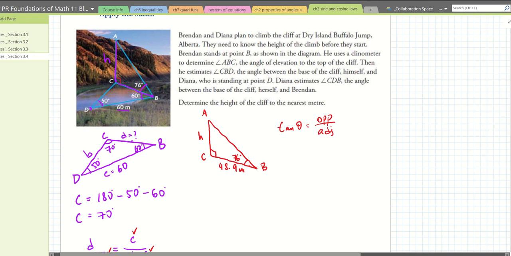All right. Now we're interested in the actual value of the opposite, which is the height. So let's plug in the values of what we know. So the tangent of 76 degrees equals the opposite, which is the height, over the adjacent, which is the 48.9 that we found. So for the height, you have to cross multiply. The height is going to equal 48.9 times the tangent.